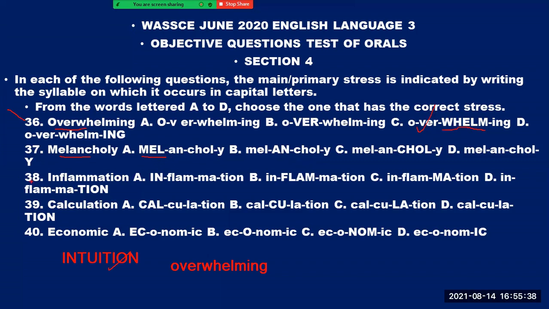Now let's go to question number 38, inflammation. Of course, we are familiar with this, both native speakers and second language speakers. And this tallies with a rule we already know. If a word ends in ION or IC or IAN, words ending in such suffixes have their stress placed on the second syllable from the end of the word. So let's try and check if this tallies.